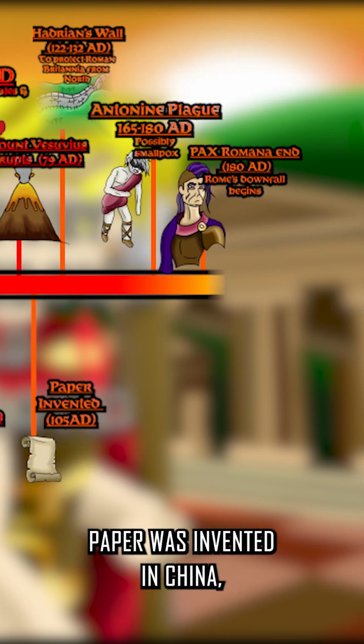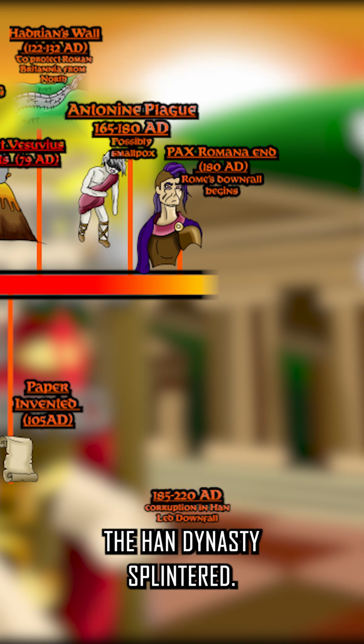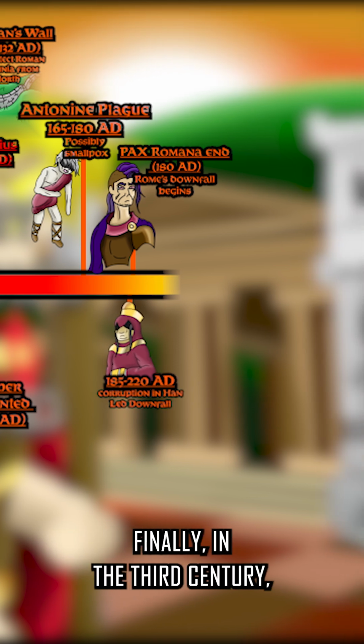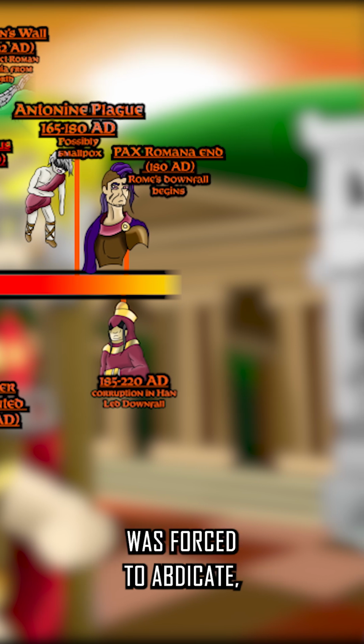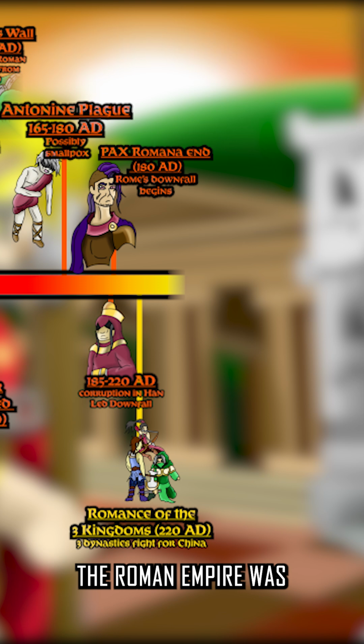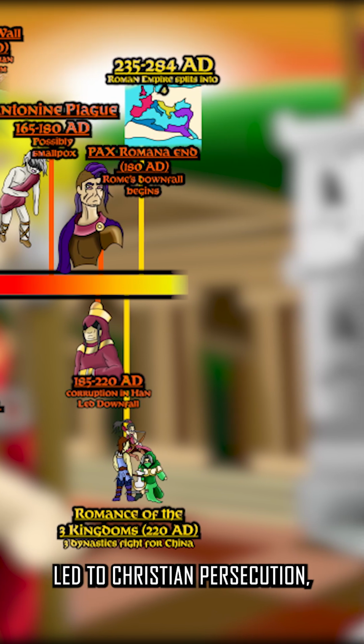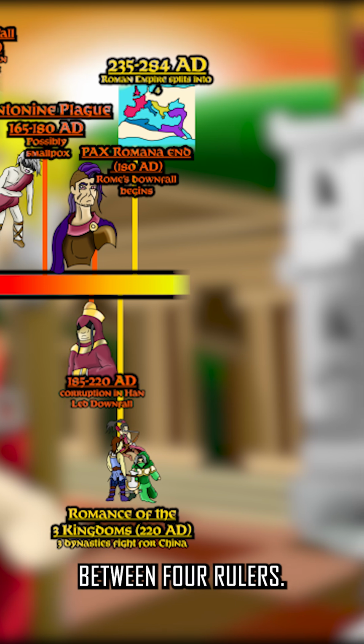Paper was invented in China, but with revolting peasants and inevitable power struggles, the Han dynasty splintered. Finally, in the 3rd century, the last Han emperor was forced to abdicate, and 3 dynasties warred for power. The Roman Empire was also going through crisis. Several disastrous rulers led to Christian persecution, and the empire was split between 4 rulers.